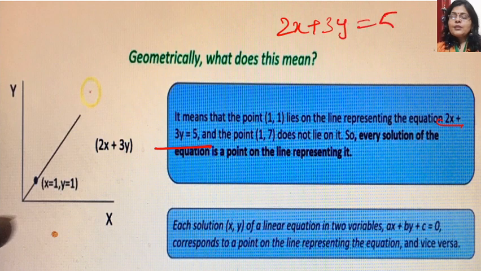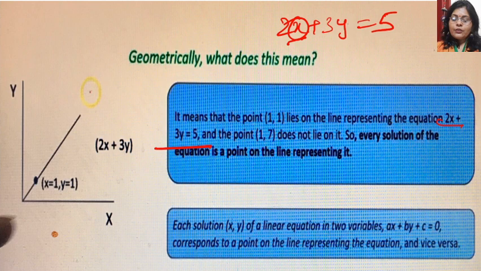So this 2x plus 3y equal to 5 should be satisfied by any solution. Suppose we keep some value for x or y, which should satisfy it. LHS should always be equal to RHS, then only will it be a linear equation.